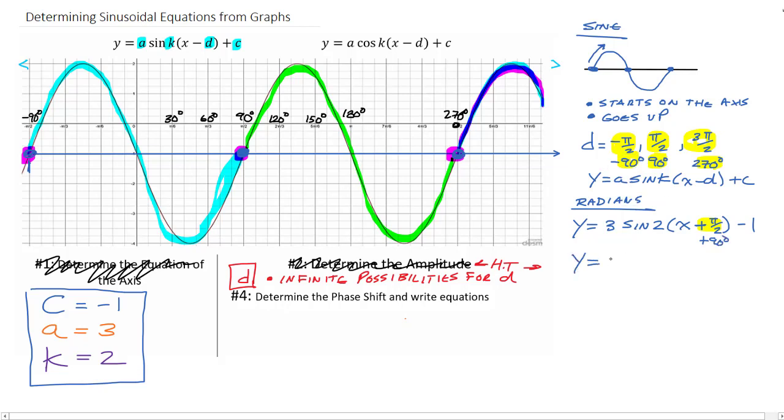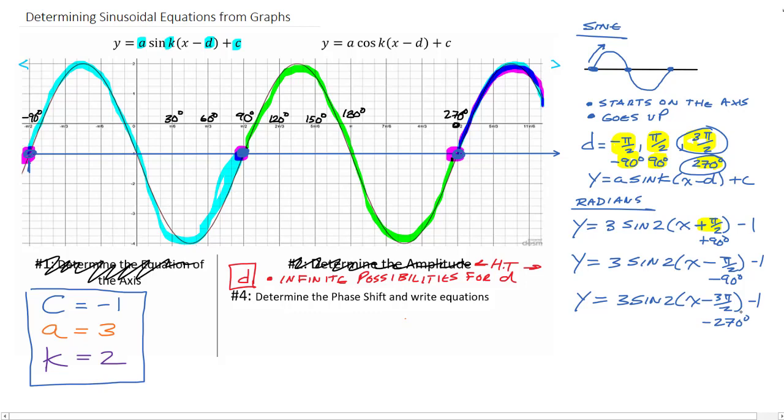So there's one example. Or I could write y equals 3 sine of 2 x minus the next one, pi over 2, like this, minus 1. Or the same thing, but instead of minus pi over 2, minus 90 degrees. And here's a third one: 3 times sine of 2 times x minus 3 pi over 2, minus 1. Or, instead of minus 3 pi over 2, minus 270. So there are technically 6 of them. I just didn't write out all 6. I just wrote the degree underneath. But there are 3 possible equations for this.